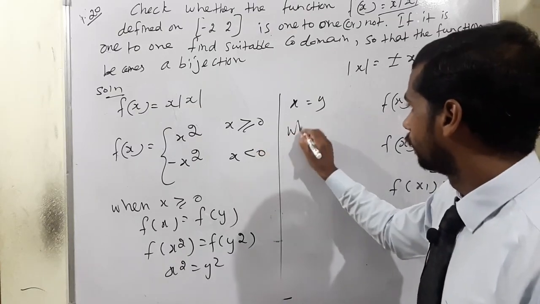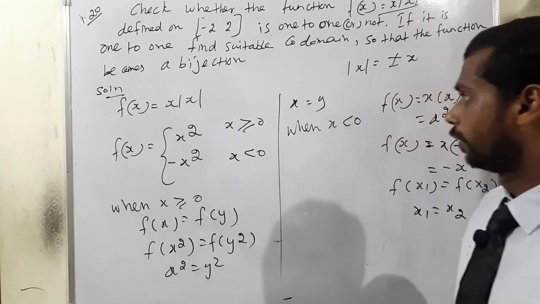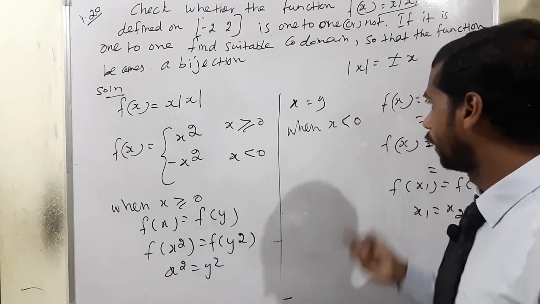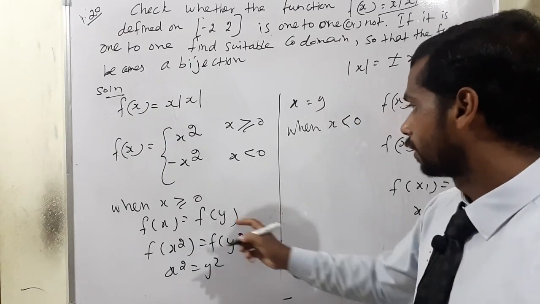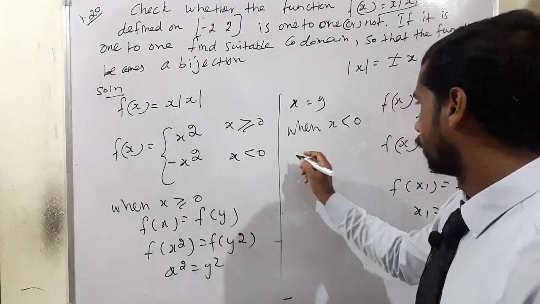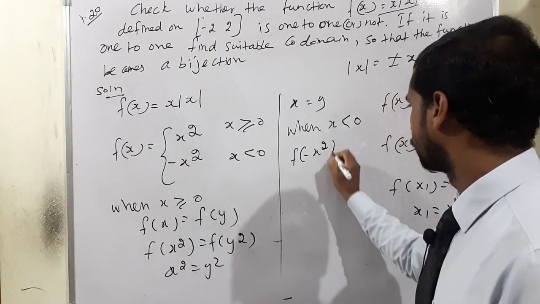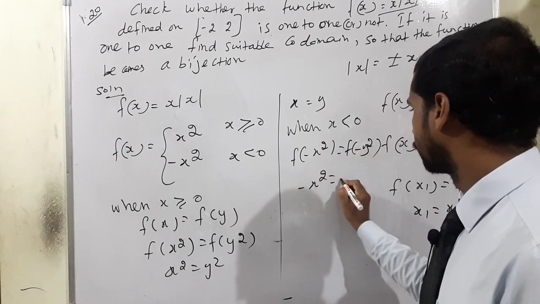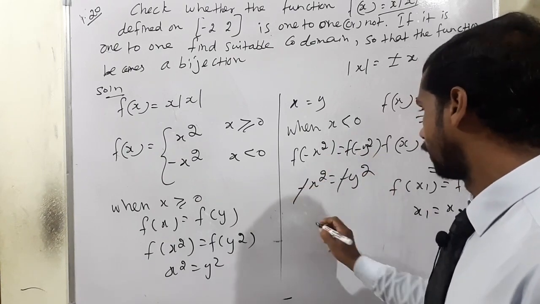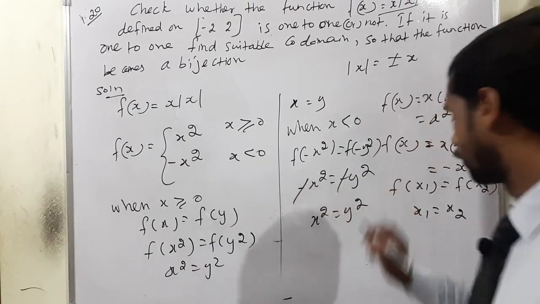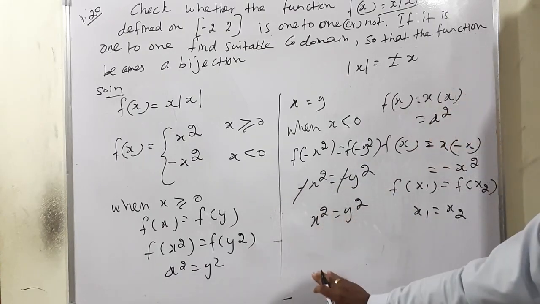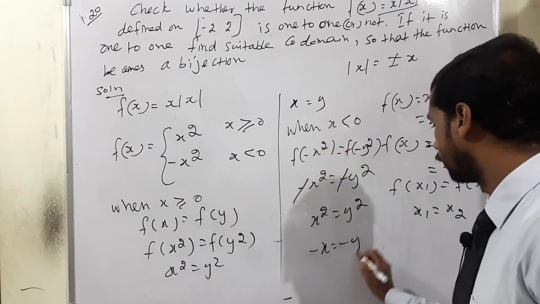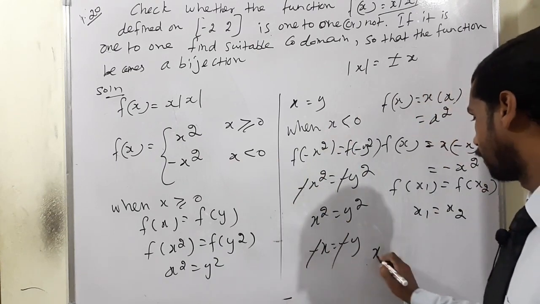Second case, when x is less than 0. X less than 0, negative value considered. So negative value means minus x square, isn't it? Therefore, f of minus x square is equal to f of minus y square. Therefore minus x square is equal to minus y square. Both sides minus cancel, the same condition: x square is equal to y square. If you remove the square, plus or minus value, but the condition less than 0 means only negative value. Therefore negative x is equal to negative y. Both sides negative cancel, so x is equal to y.